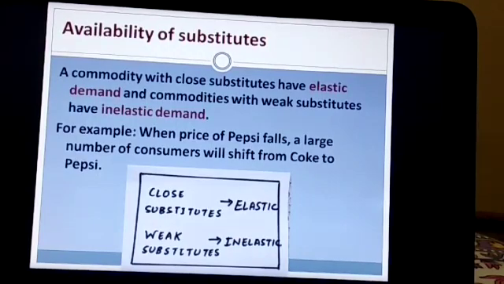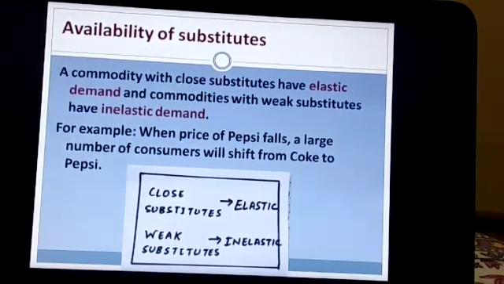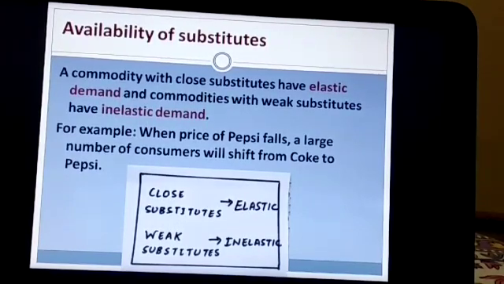A commodity with close substitutes will have elastic demand. It means that for a commodity having very close substitutes, the change in demand will be very high. There will be a lot of change in demand. And commodities with weak substitutes have inelastic demand. For commodities having weak or no substitutes, the demand will not change much, or the change will be very less.